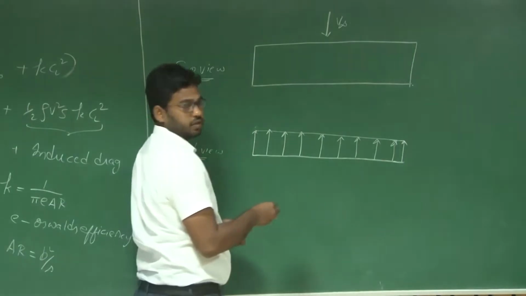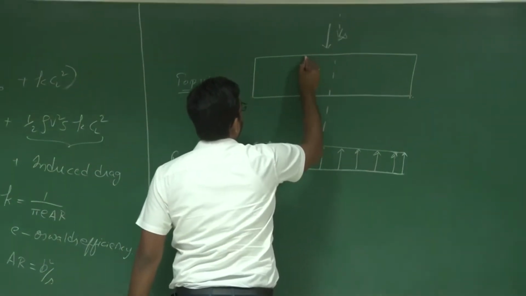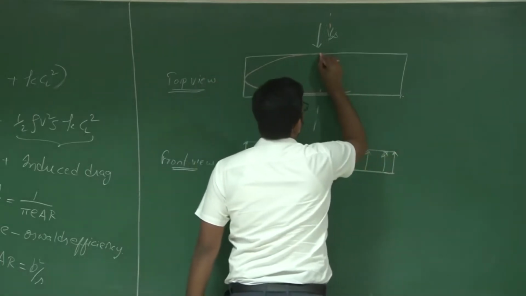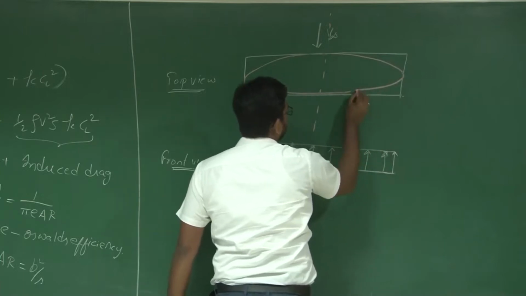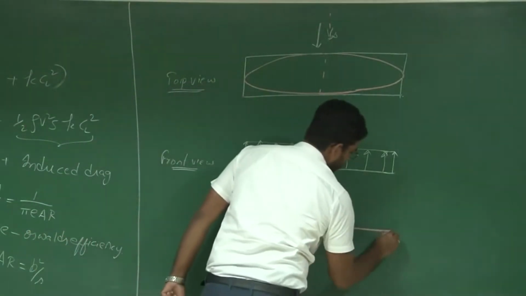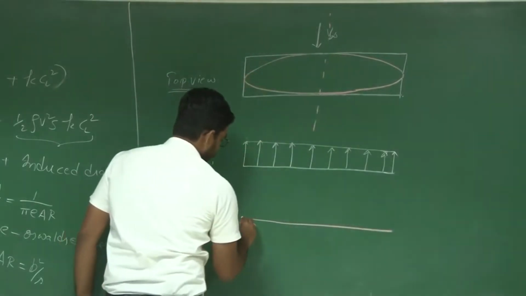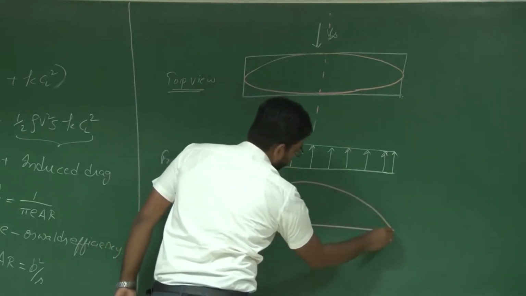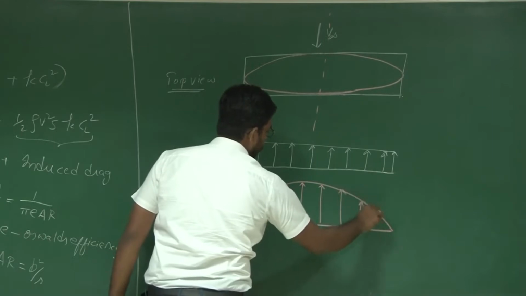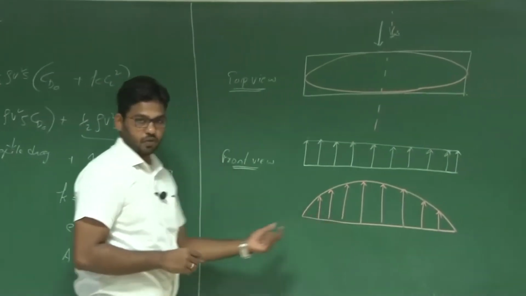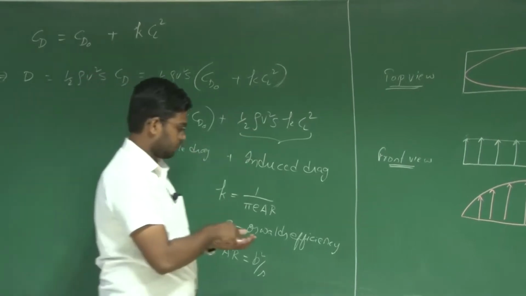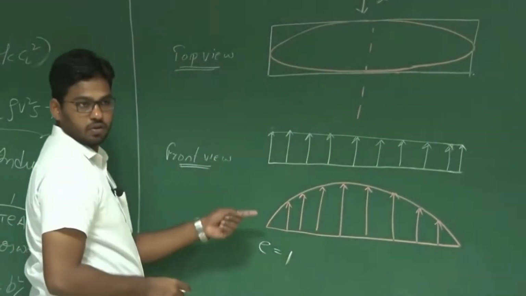Now let us say instead of this rectangular wing, you consider an elliptic wing. It is observed that the lift distribution depends upon the shape of the wing. So for an elliptic wing, you will end up having an elliptic lift distribution. For such a lift distribution, which is elliptic, the Oswald's efficiency factor is equal to 1, and the corresponding induced drag will reduce. So the upper limit of this Oswald's efficiency is 1. That is for an elliptic wing.